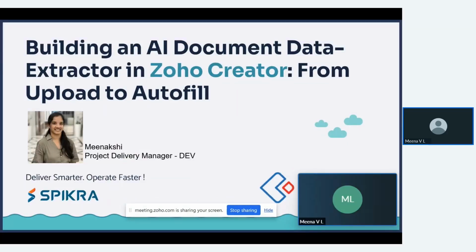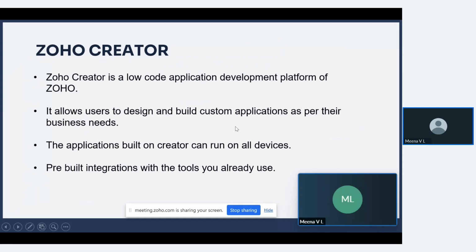I hope my screen is visible. So this is my quick intro. So as I said, I handle development projects at Spicra. So how are we going to build this particular data extractor that I'm talking about? So we are going to use a tool of Zoho, which is called as Zoho Creator.